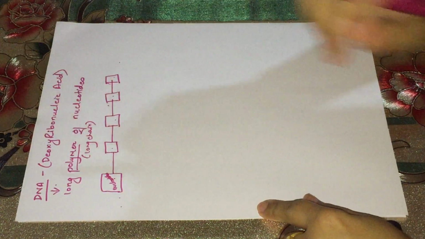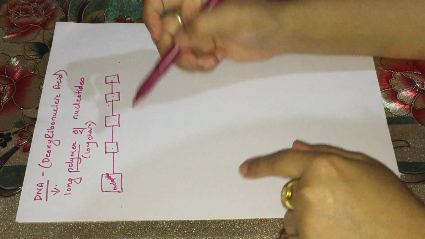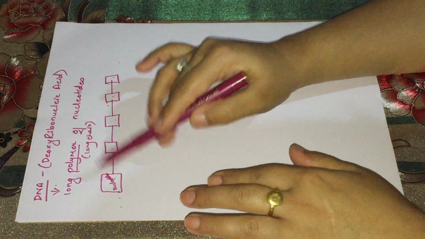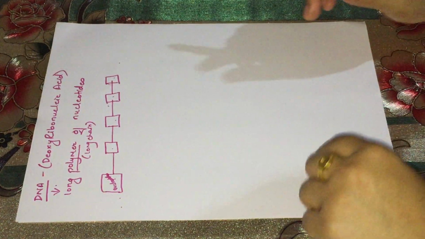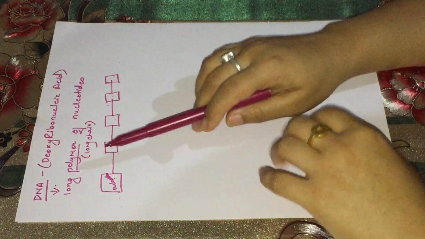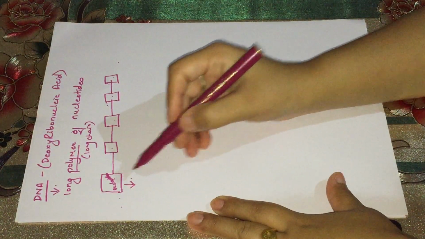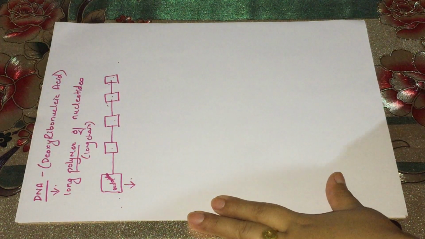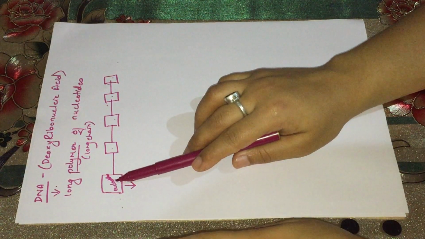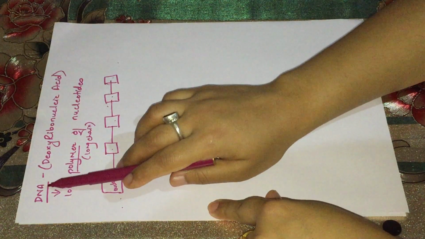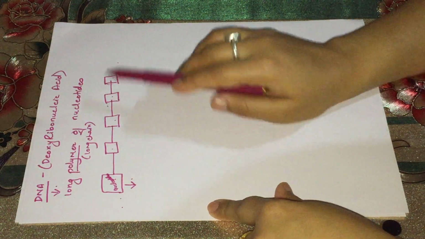This is just a rough diagram in order to make you understand. Nucleotides are not actually square in shape, this is just to make you understand. So now you have understood it's a long polymer of nucleotides. While talking about one single nucleotide, we can say that nucleotides are the units of DNA.